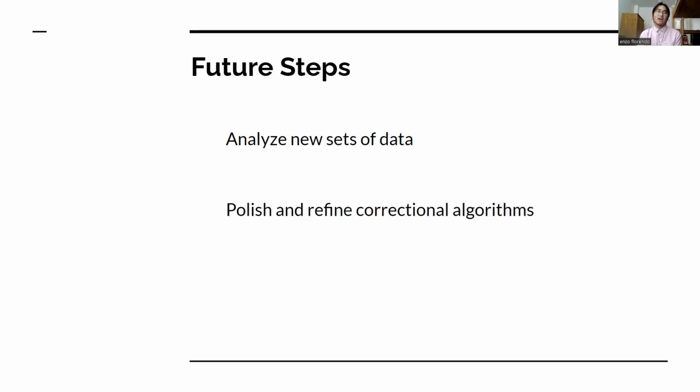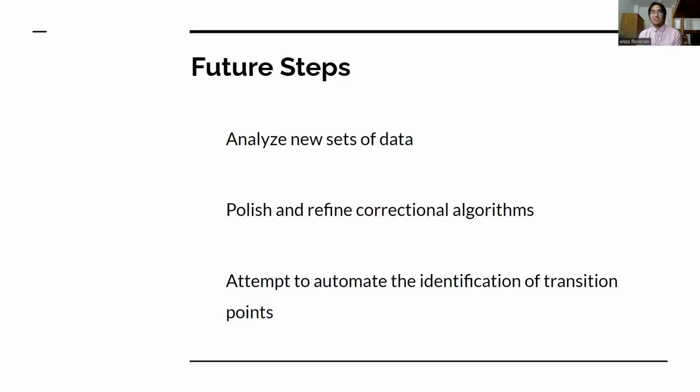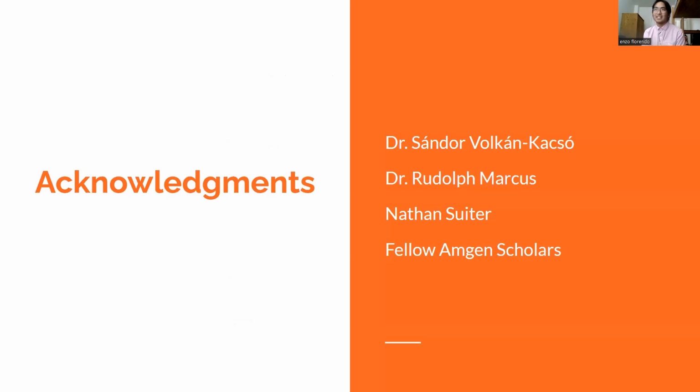Next is polishing and refining the correctional algorithms. Some of these are already being implemented, as I said, by Nathan Suter. He's the one responsible for actually generating them. They help perfect the graph and make it so that the effects of these external variables, which are so hard to control in the outside world, are mitigated. And lastly, continuing to attempt to automate the identification of transition points and hopefully speed up that process, since doing it manually by hand takes quite a bit of time. If we can automate that, it would expedite our process significantly.